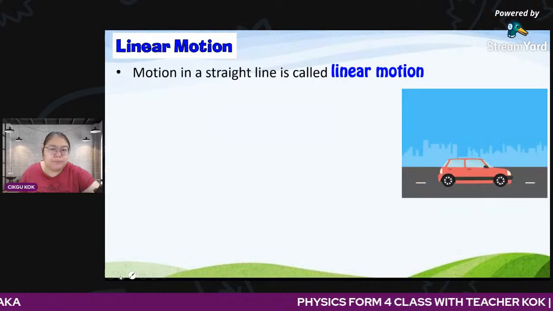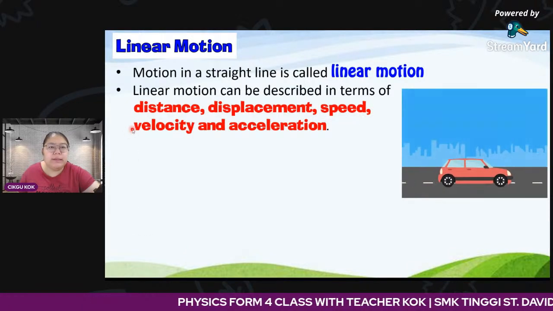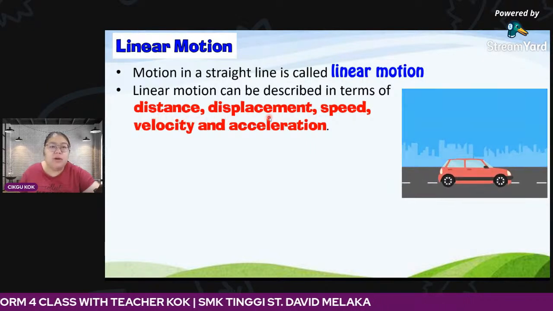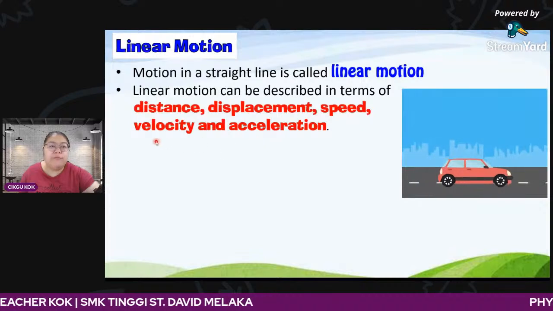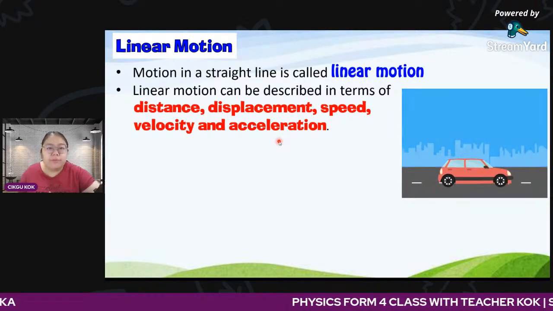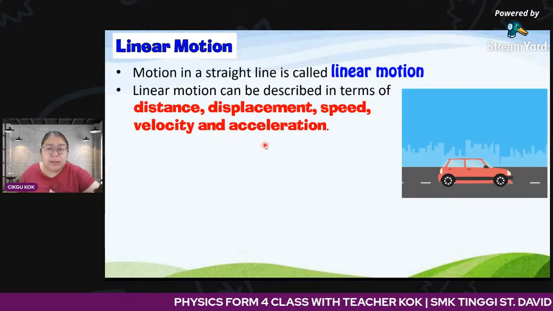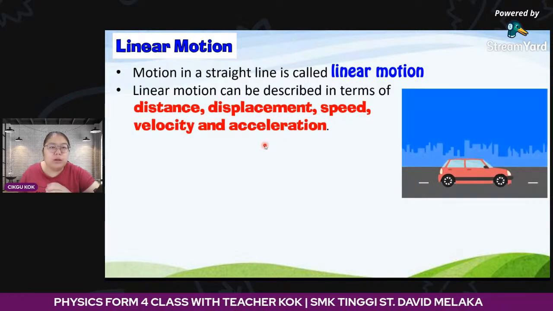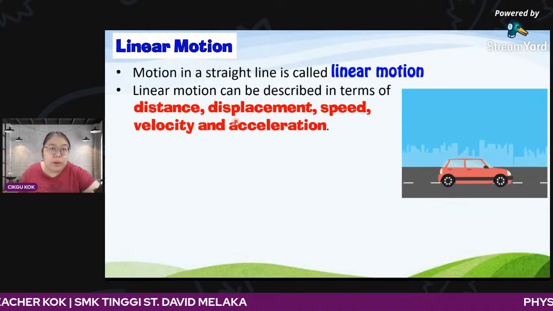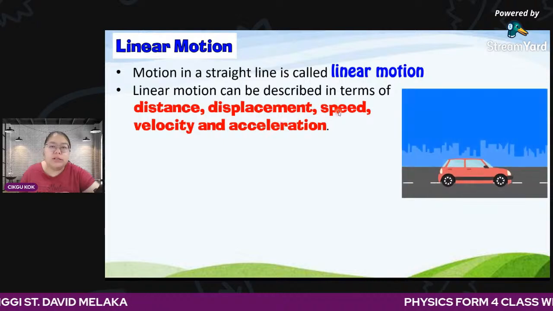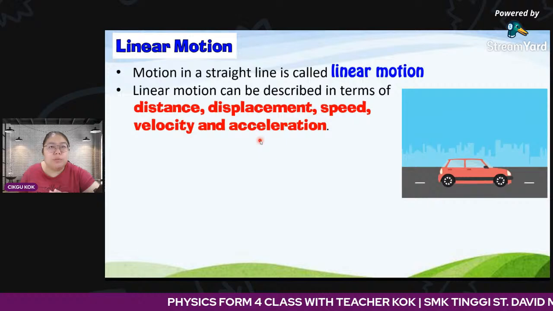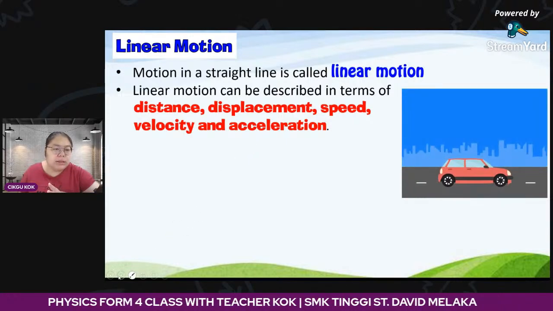Next, linear motion can be described with different terms. We have distance, displacement, speed, velocity, and also acceleration. I think you learned this before in chapter 1, physical quantities. So from here, we need to learn them one by one and differentiate between distance and displacement, and between speed and velocity. And the last one is acceleration. Let's see one of the diagrams here.